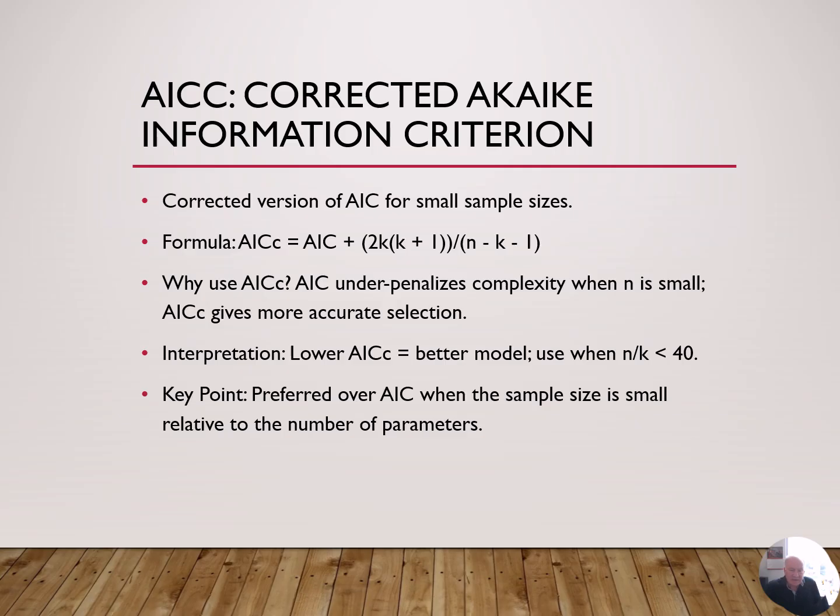And why do we use this corrected AIC? AIC underpenalizes complexity when n is small, so the corrected AIC gives you a more accurate selection. The interpretation is that the lower the AICc, the better the model selection, when we use it with n divided by k less than 40. So it's preferred over AIC when the sample size is small relative to the number of parameters.